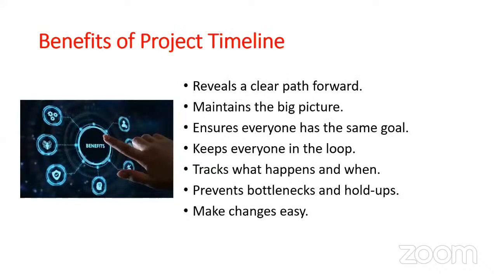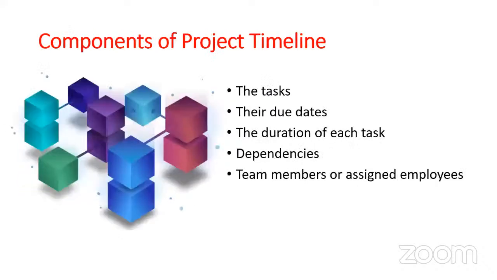Now, benefits of a project timeline: it reveals a clear path forward, maintains the big picture, ensures everyone has the same goal, keeps everyone in the loop, tracks what happens and when, prevents bottlenecks and holdups, and makes changes easy. Now, if you're using a collaboration tool like Google G Suite, for instance, without doubt, you can easily meet up with these things in an agile format. Within a split of seconds, you can actually achieve or enjoy all of these benefits.